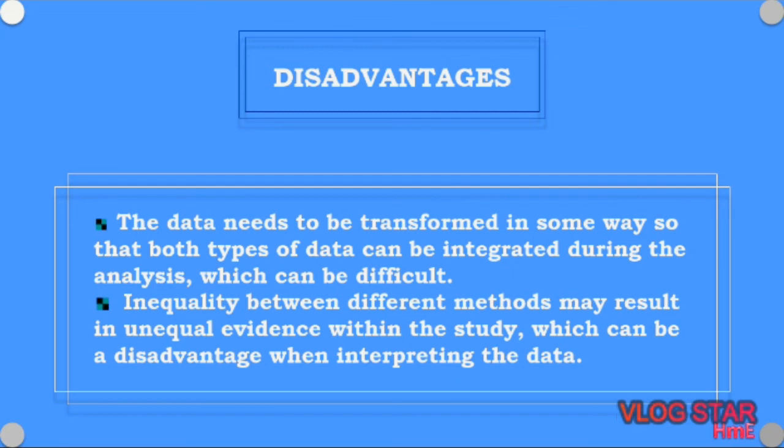Then secondly, inequality between different methods may result in unequal evidence within the study, which can be a disadvantage when interpreting the data. So in this design, inequality is seen. Both the methods, that is quantitative and qualitative, don't get proper priority at the same time. So inequality may pervade unequal answers in the analysis part, which will be a more harmful disadvantage of this method.